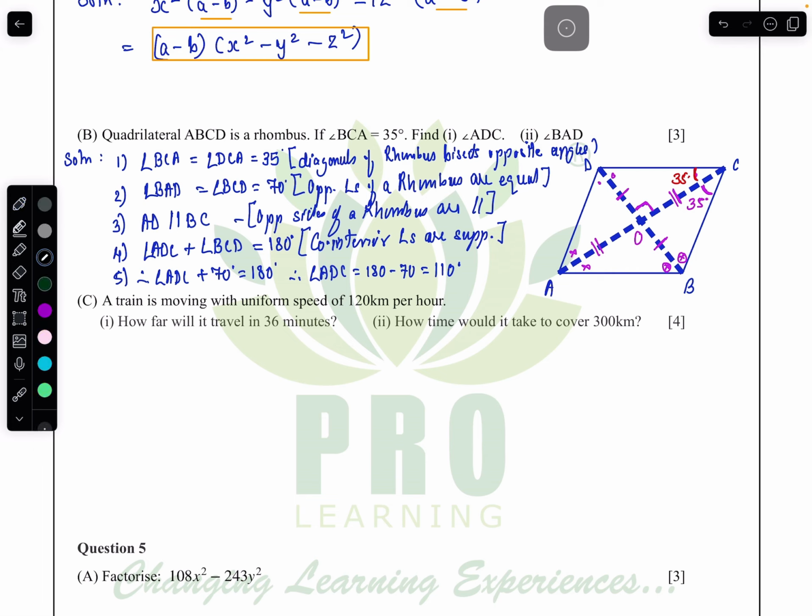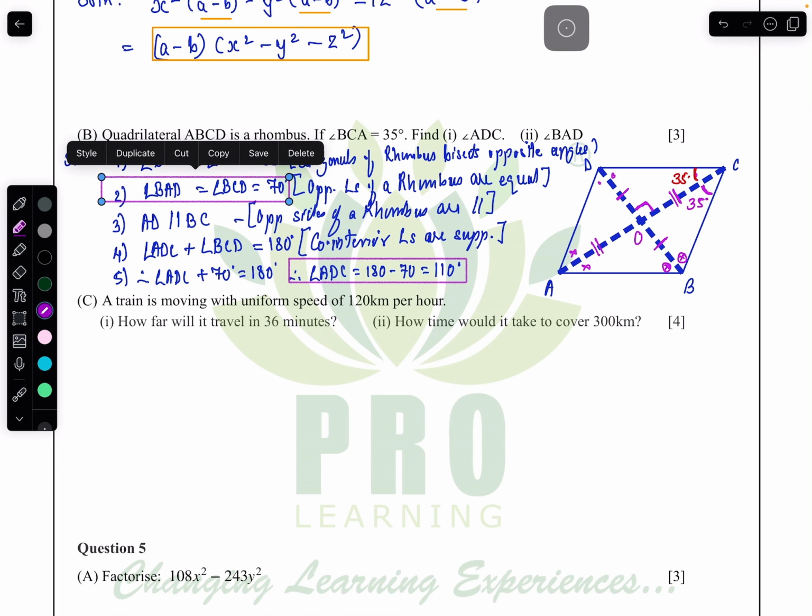So what we want to really do is, let's highlight this. It's not looking nice, so we can highlight this. ADC is here. ADC we figured out. BAD we also figured out, so BAD is also highlighted here. First one done. We move to the next one now.